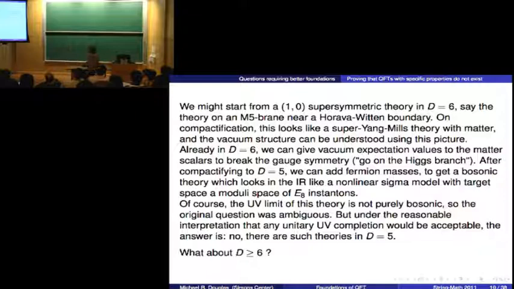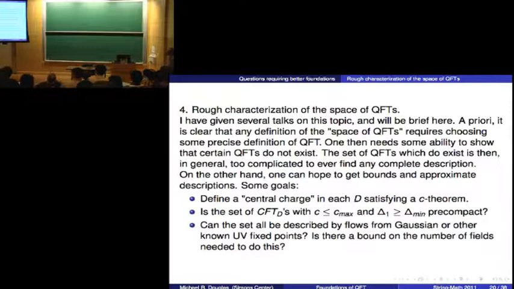Okay, and then let me go quickly over this one because I've given talks about it. So once you can show that some quantum field theory doesn't exist, then you can start making general statements about the space of the ones that do. There are good reasons to think you'll never classify it except for special cases, but that's obviously an important question. What can you say about it?